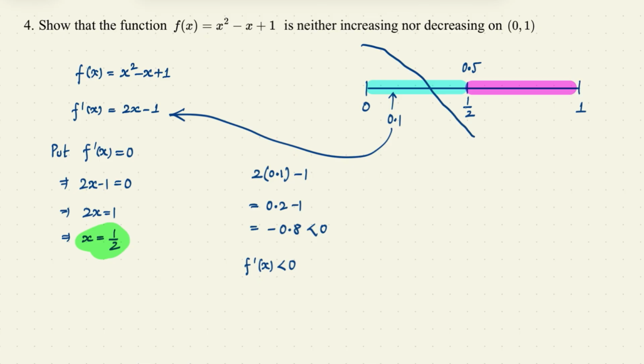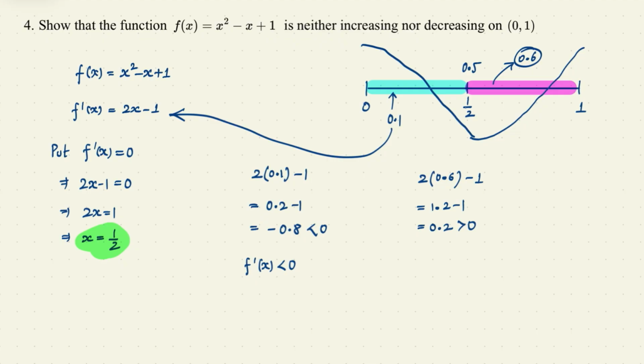Now, let us choose any point between 1 by 2 to 1, and let that point be 0.6, and let us put this 0.6 in f dash of x. Then we will have 2 into 0.6 minus 1, which will be equal to 1.2 minus 1, and this will be equal to 0.2, which is a positive number. That means the function is increasing in this interval.